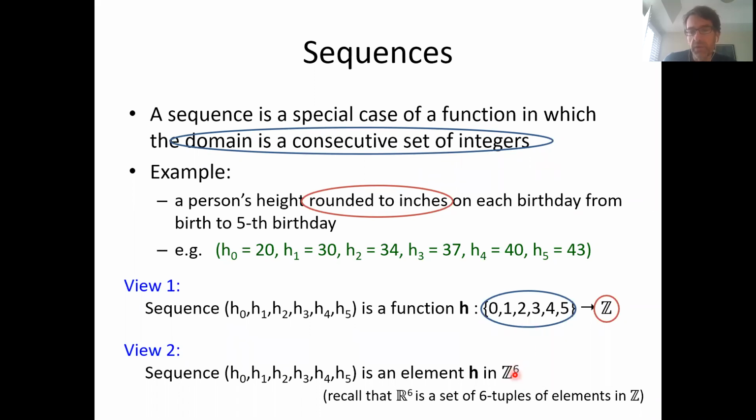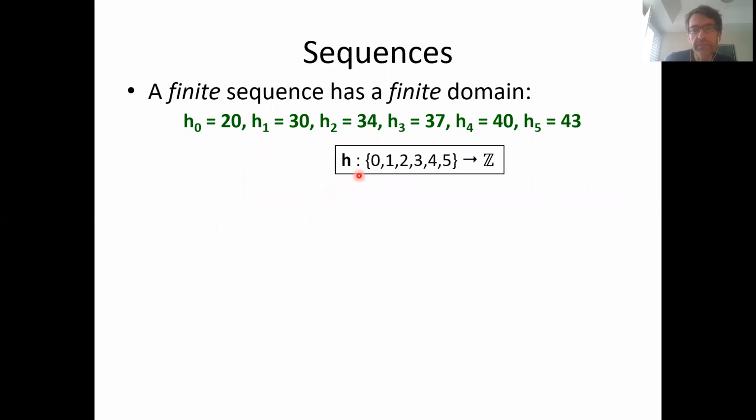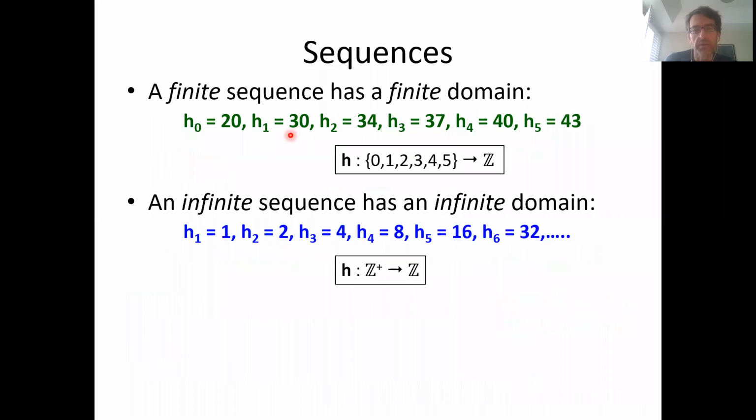And these two are 1-to-1, right? So whenever you have an object like that, which is a function, you also have an object like this, a tuple, all right? And you can go between one representation to another easily. Okay, so this is a finite sequence, right? A map from 6 consecutive integers to integer values, because these were inches rounded.